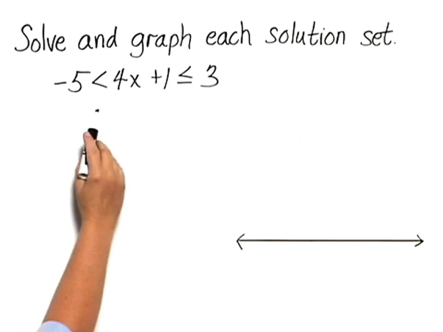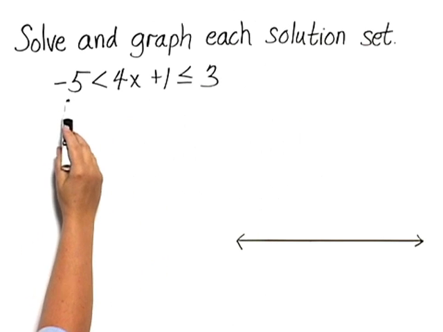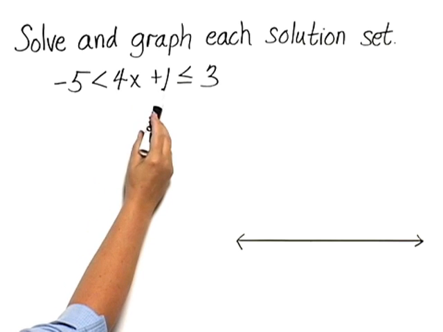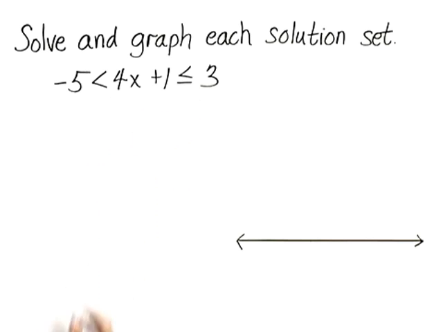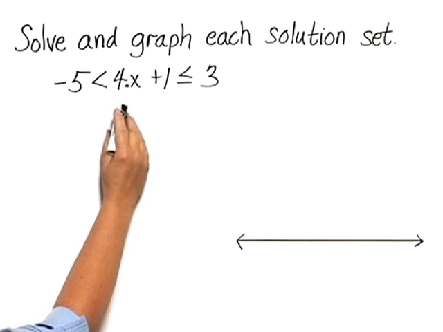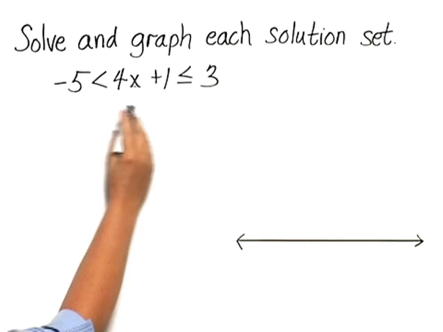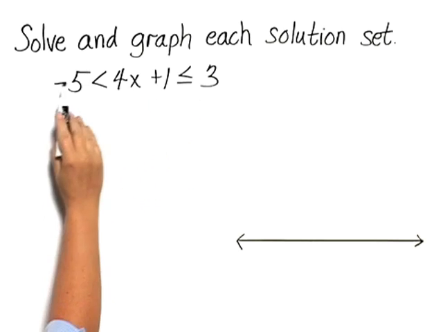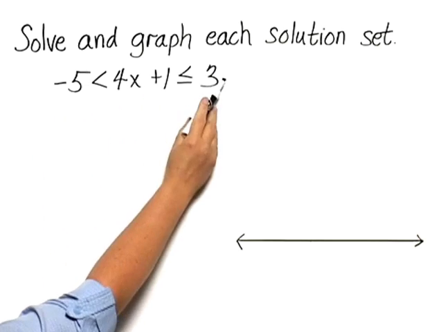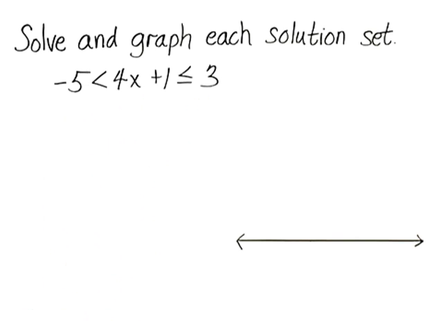We have the compound inequality negative 5 is less than 4x plus 1, and 4x plus 1 is less than or equal to 3. When written like this, we can solve for x, get x by itself, in between the inequality symbols, and we can do the same thing to this part, and this part of this compound inequality.